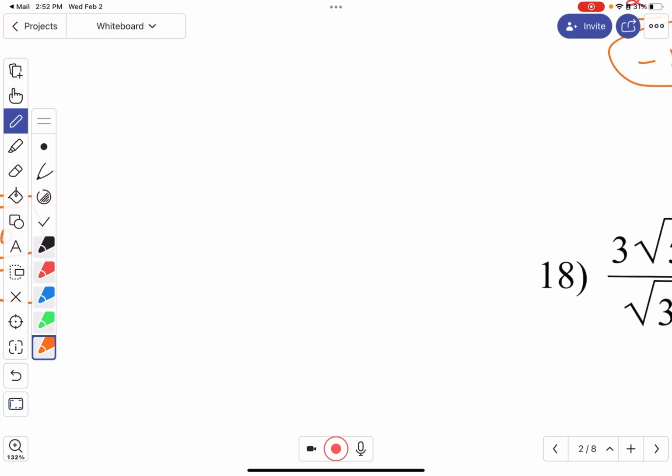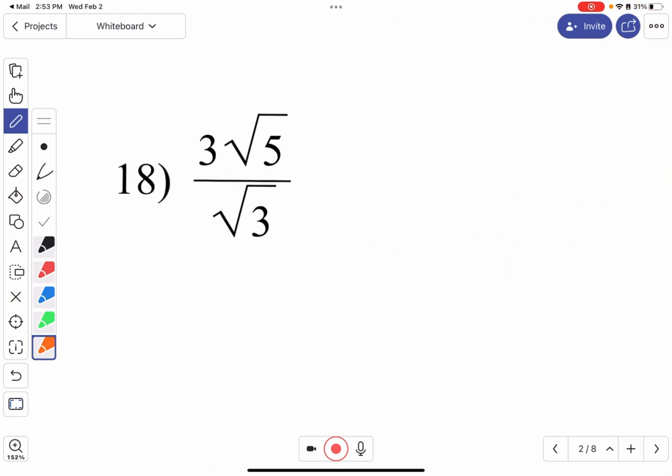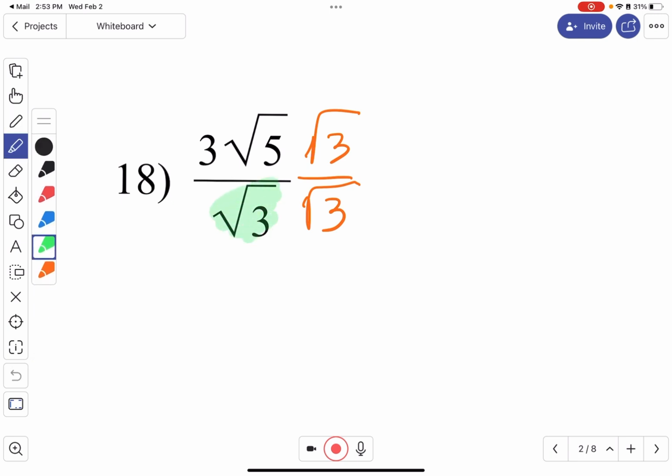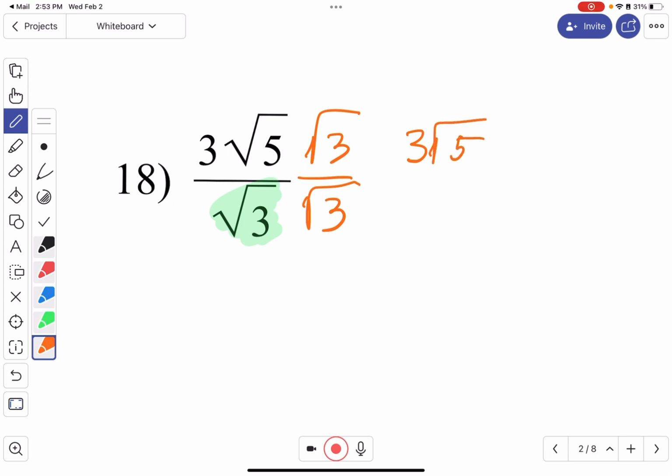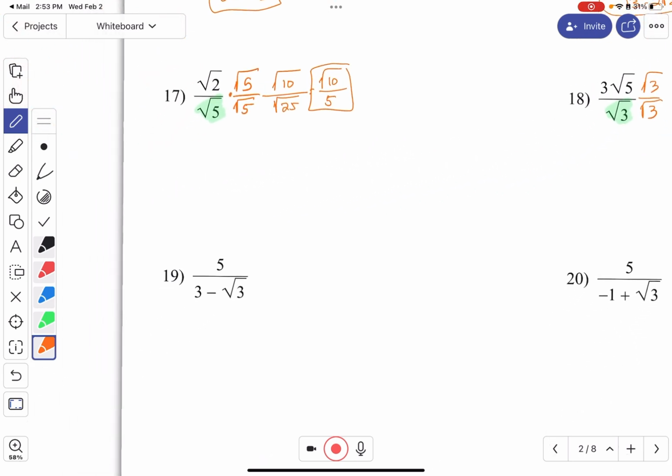Number 18. Number 18, same thing. I'm going to look at the 5 and the 3, and you can't reduce it. So we need to multiply by whatever radical is in our denominator. And again, this is radical 3. So on the top, that gives us 3 radical 15. Radical 3 times radical 3 is radical 9, which is just 3. And then those 3's cancel each other out, leaving you with radical 5.